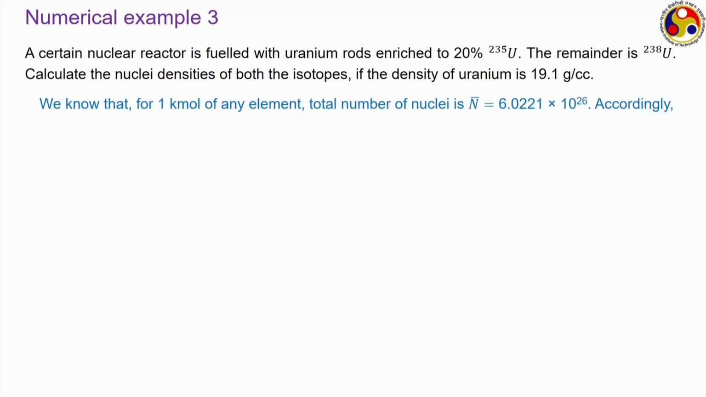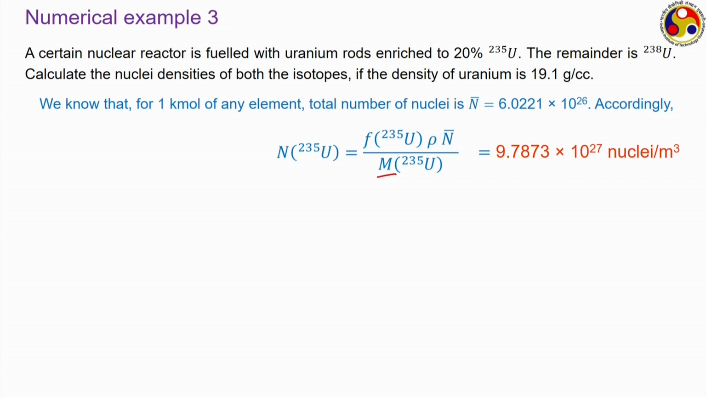So, we know that 1 kilomole of any element will have 6.02 into 10^26 nuclei. Accordingly, the number of uranium-235 nuclei should be equal to F, which refers to the fraction or percentage of uranium-235 in the total sample, into the density, into the Avogadro number, divided by the molecular weight. M is the molecular weight. We need to know the molecular weight for both U-235 and U-238, and if you put in the numbers, this is what we are getting.